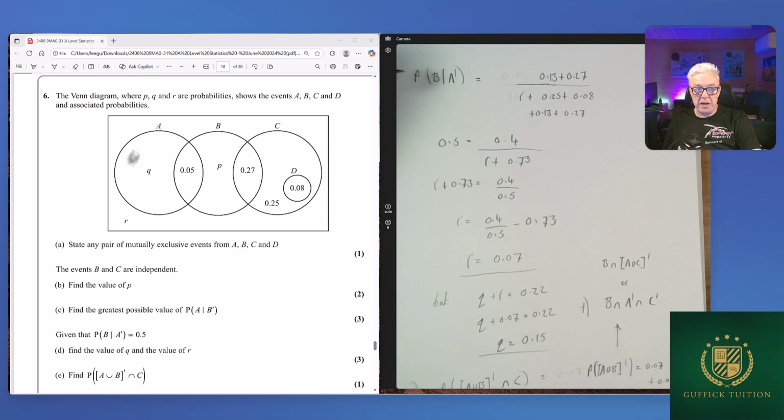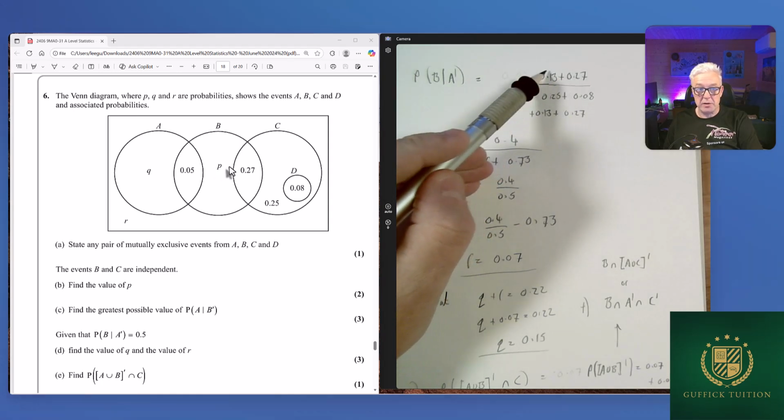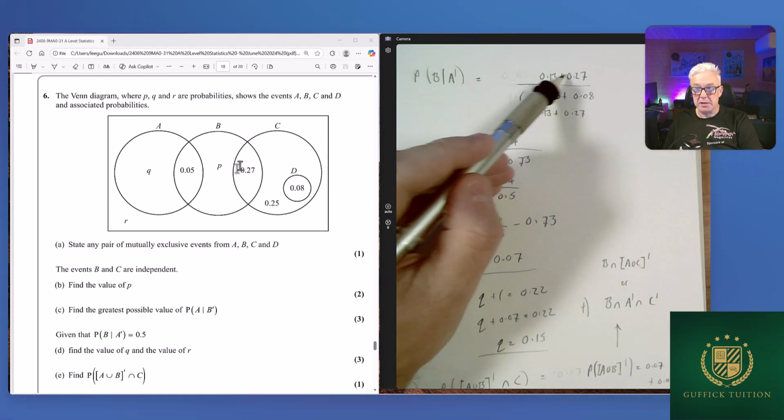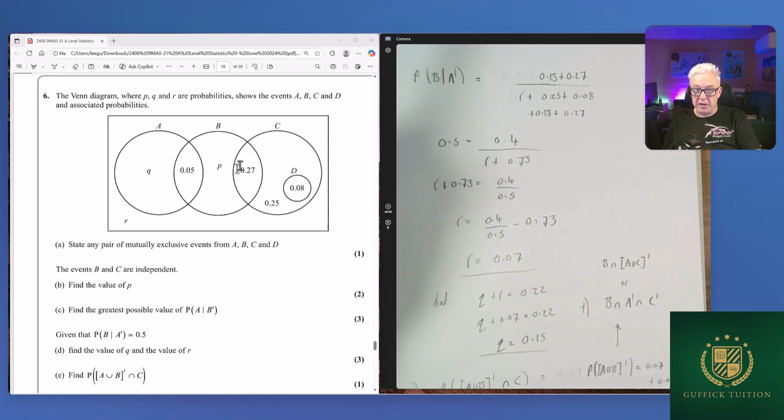So not A means everything that's in A is dead to us. So everything's gone that's in A. So it's only in the probability of B. So what's left in B is just P, which we now know is 0.13, and the intersection there. So the only things left in B are that. And it's going to be over not A, so over everything that is not in A.